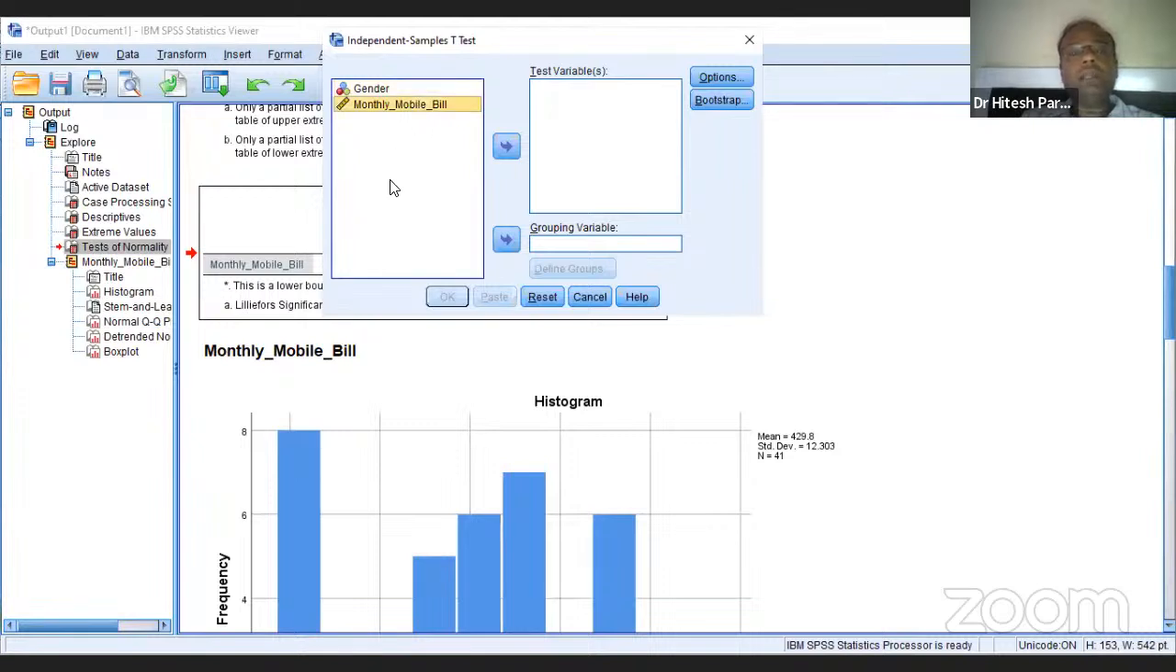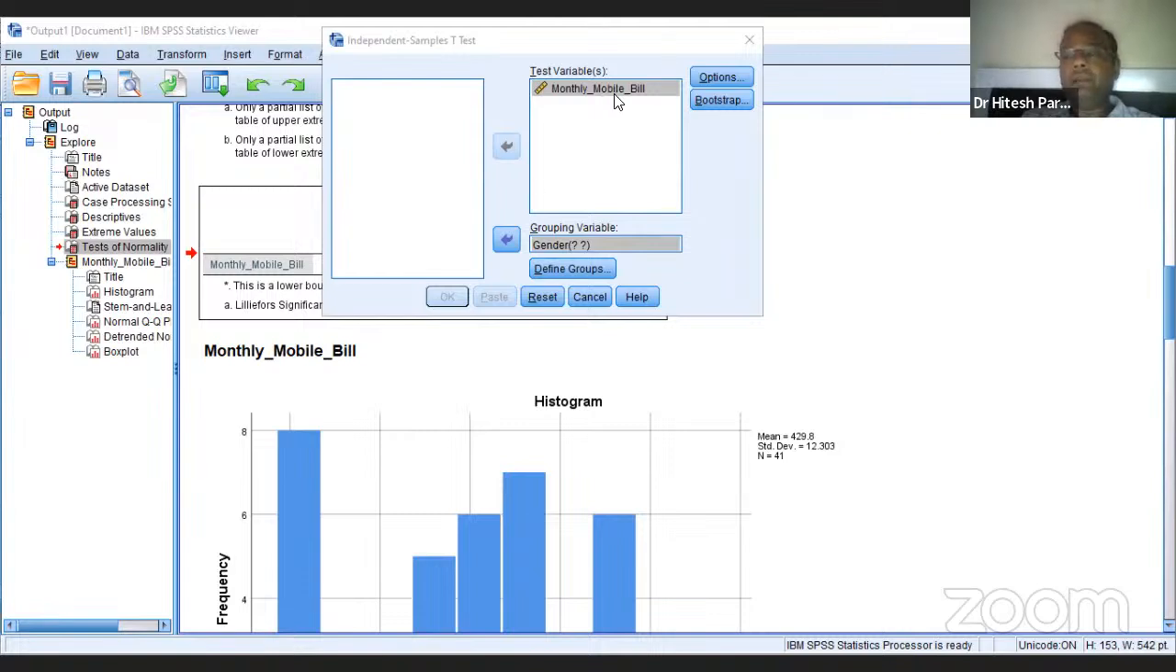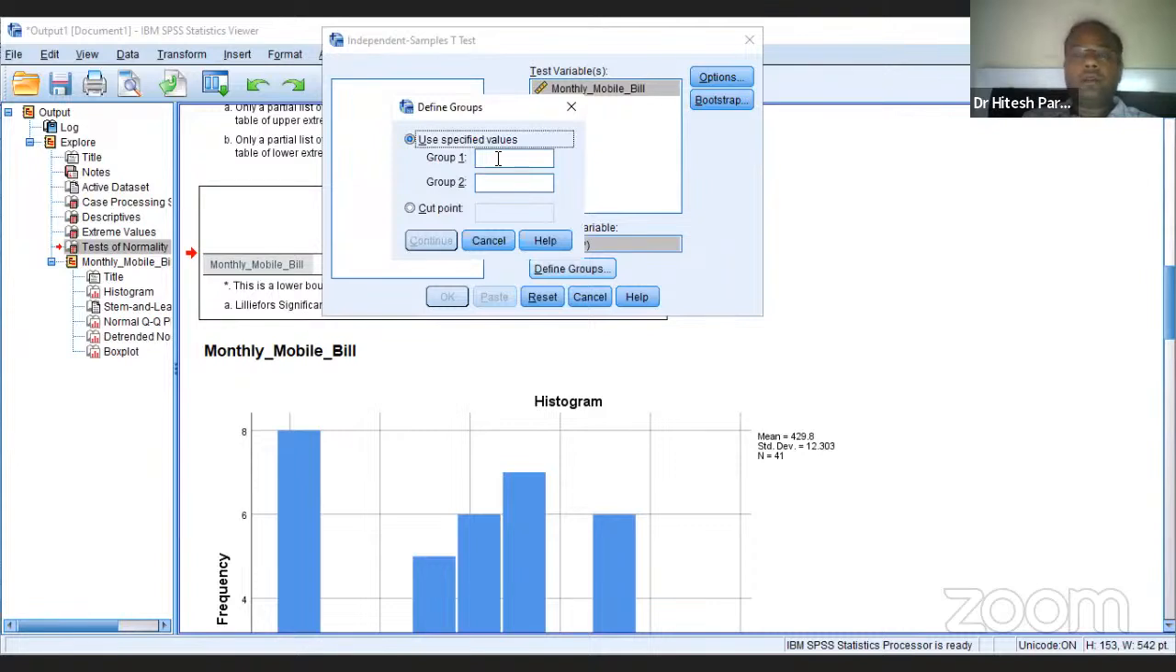Transfer monthly mobile bill as the test variable. Transfer gender as the grouping variable. After transferring gender as the grouping variable, click on Define Groups. Now, whatever codes you have given, you need to type those only. So here you need to type 1 and 2.